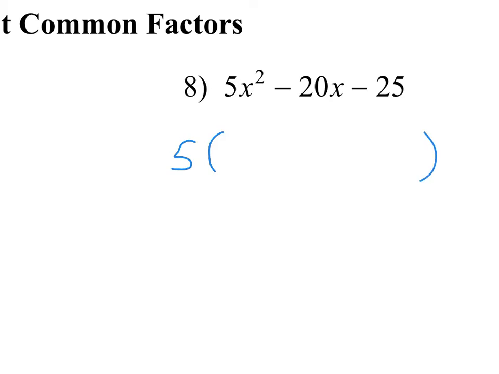So now we're going to divide 5 out of all of these numbers here. So what do we get? What do we have left? X squared minus 4x minus 5. Perfect. And now since we have a trinomial in our parentheses, we need to factor just like we did in part 1. So we need 2 factors of negative 5 that give us negative 4.